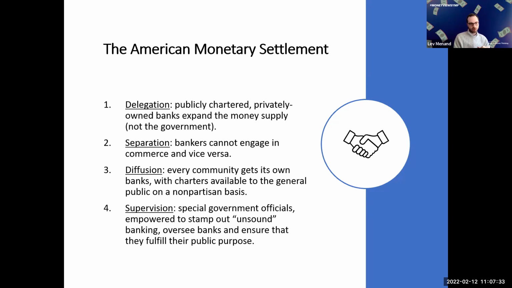And then a fourth feature is supervision. The US system empowers special government officials to informally monitor and control bank risk taking. And this dates all the way back to the 1830s and 40s, very, very early, before the whole rest of the administrative state develops in the US. And it's also about legitimating and making outsourcing work.